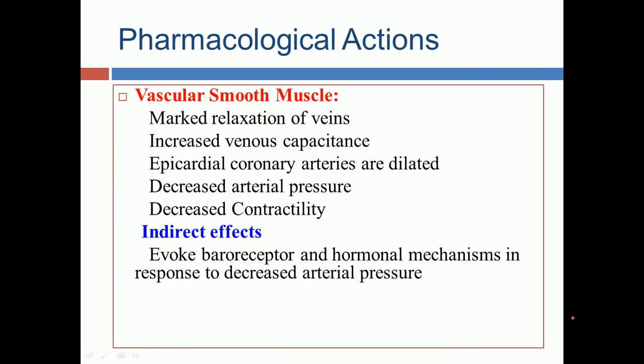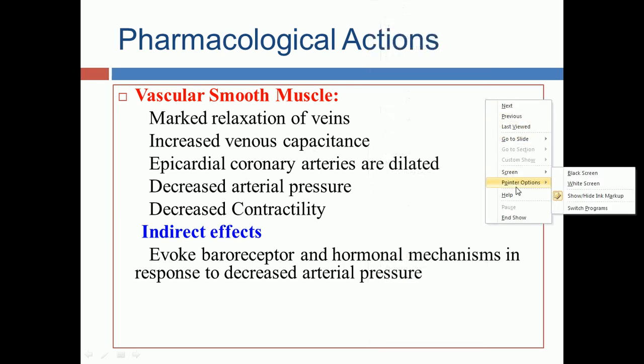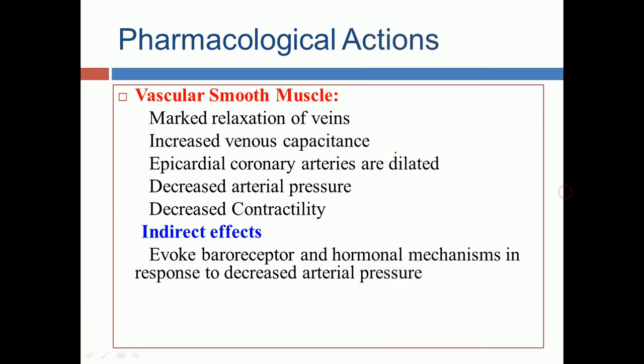So what are the pharmacological actions? Pharmacological actions are on the vascular smooth muscles. It causes marked relaxation of veins, increased venous capacitance. What is meant by venous capacitance? It increases the capacity of the veins, because it causes the relaxation of the veins, so it increases the capacity of the veins to hold more blood.